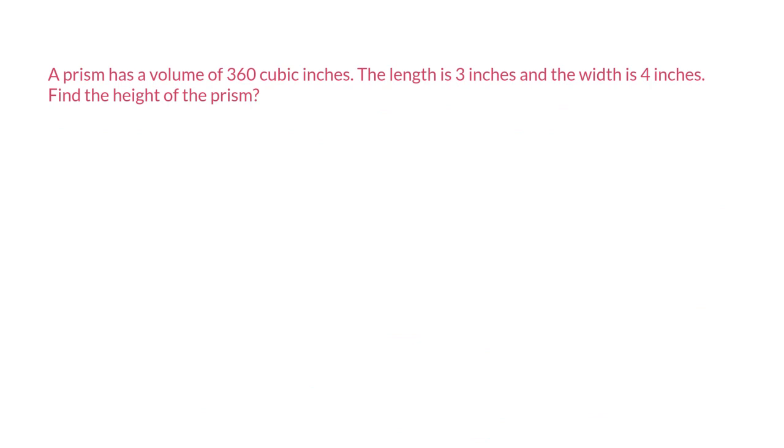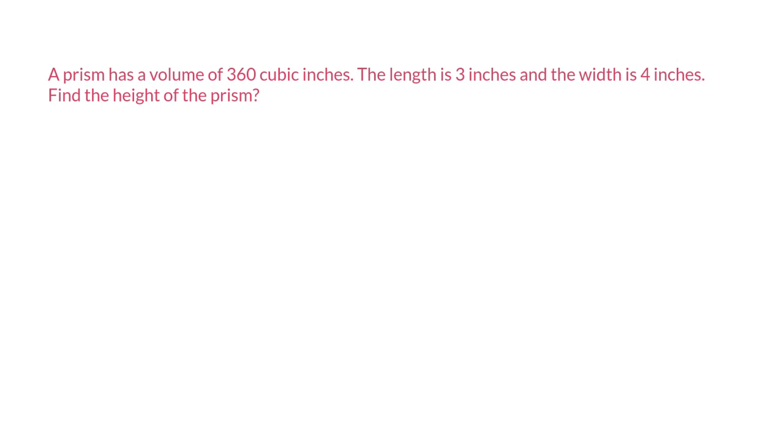Okay, this is the last problem we're going to work on today to meet our learning target. This is one of those puzzly problems where we know some pieces, but we are also missing other pieces. So a prism has a volume of 360 cubic inches. The length of the prism is 3 inches, and the width is 4 inches. Find the height of the prism.